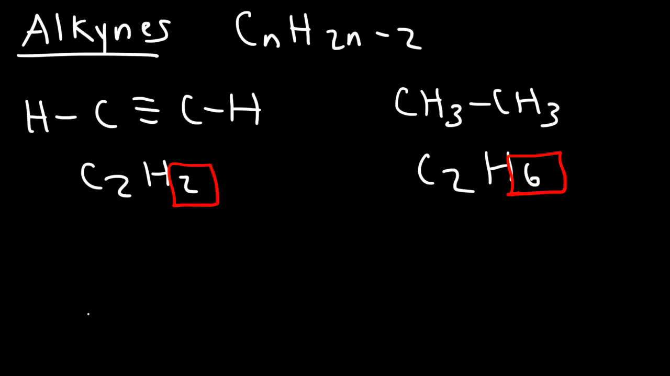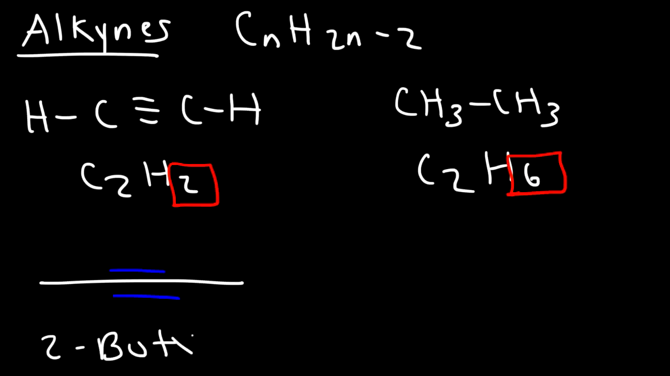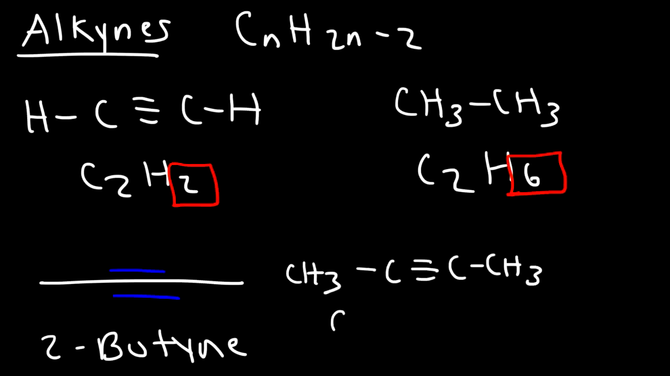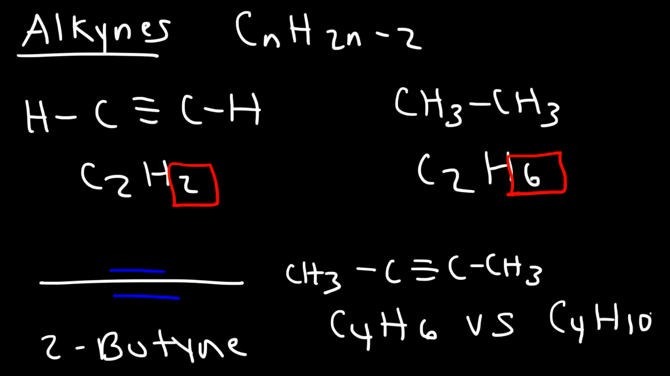So let's look at another example. This molecule is called 2-butyne. If we draw it, it looks like this. So it's C4H6. Whereas if you compare it to the alkane butane, which is C4H10, you'll see that there's a difference in 4 hydrogen atoms. So anytime you introduce a double bond or a ring, 2 hydrogen atoms will be lost. And if you introduce a triple bond, 4 hydrogen atoms will be lost.